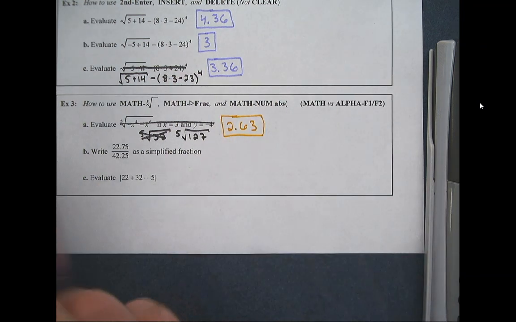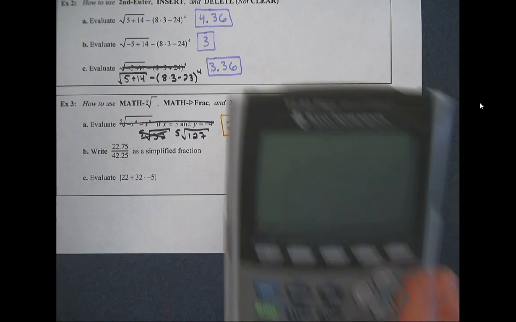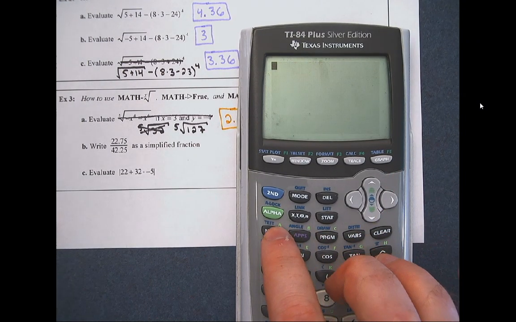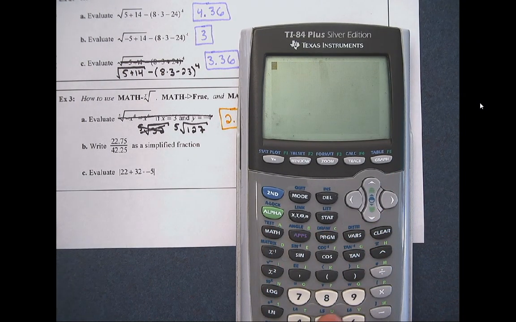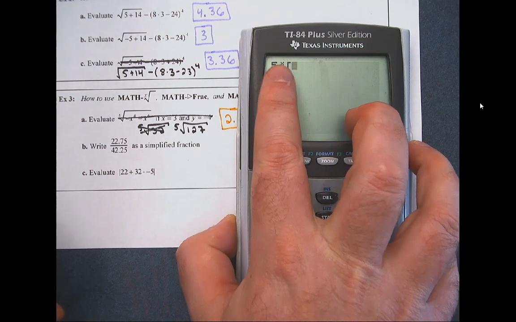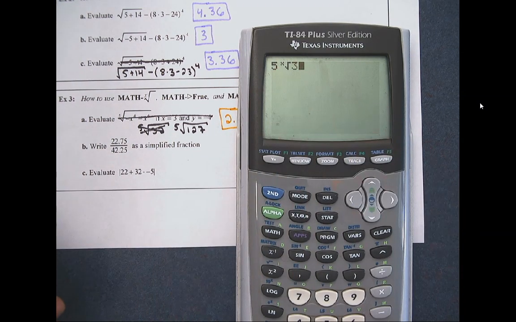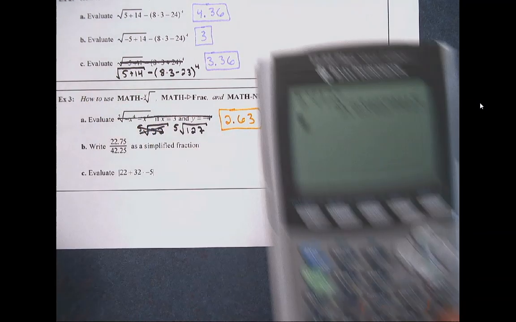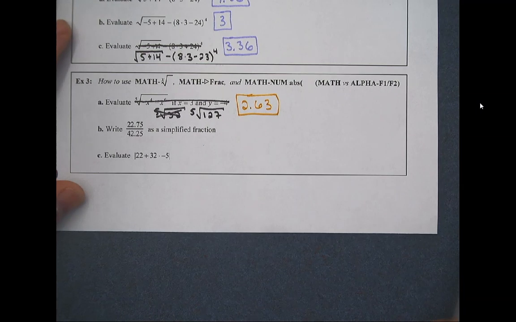Now let's say you don't have fancy calc, you don't have fancy operating system. That's okay, it's in the same place. But before I hit math to go find the x root, I'm going to put the 5 in there first. Then math, go select the x root, and it says 5x root. That's taking that 5 and putting it right into that spot. What did I do? 127. We get 2.63 again. But that's what it's going to look like if you don't have fancy operating system.